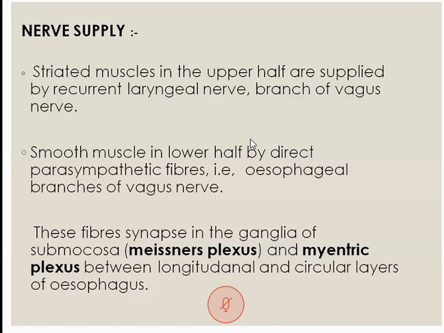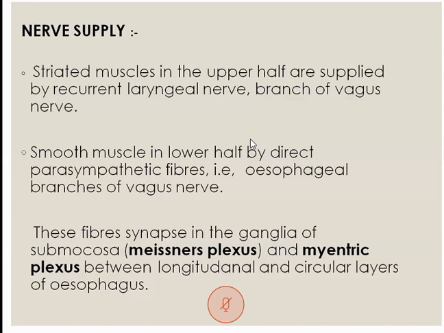When you come to the smooth muscles in the lower half, they are supplied by the parasympathetic fibers, that is, the esophageal branches of the vagus nerve. Motor or striated muscle is supplied by the branch of the vagus nerve through the recurrent laryngeal nerve. Smooth muscle is supplied by the parasympathetic fibers, the esophageal branches of the vagus nerve. These fibers synapse in the ganglia of the submucosa.